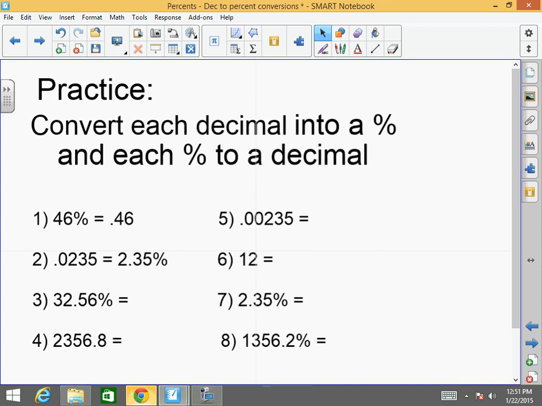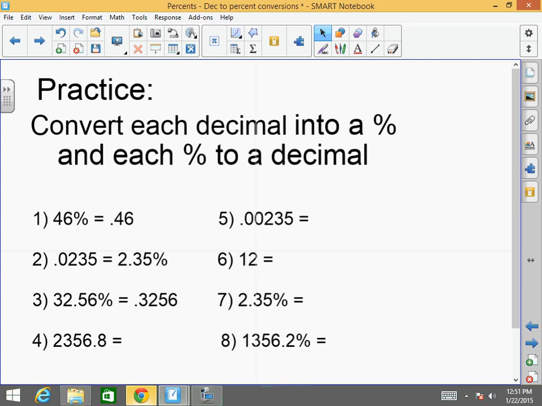Read it correctly, though. 0.3256 or 3,256 10,000ths. Okay? We already know how to read decimals, guys, so let's use those skills correctly. How about number 4? 2,356 and 8/10. How do I turn that into a percent?